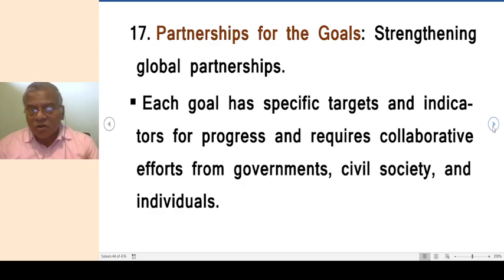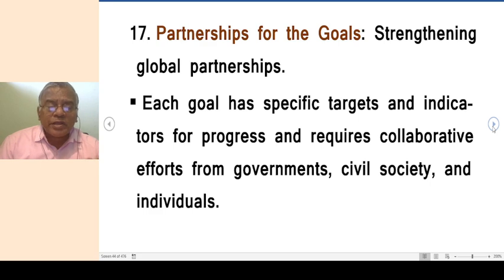We have exhausted all the 17 Sustainable Development Goals. We need to memorize all this. At least we must know which number is related to which idea, because questions are asked on this area. Each goal has specific targets and indicators for progress and requires collaborative efforts from governments, civil society and individuals.